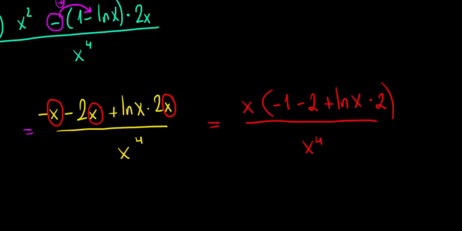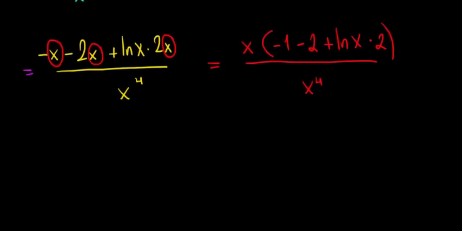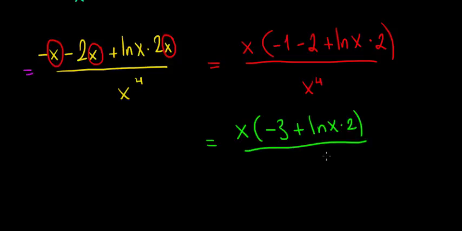Okay, what's that equal to? Let's see. Well, that's equal to x times minus 3 plus ln of x times 2, divided by x to the power of 4. And this is our second order derivative. That's what we are looking for.